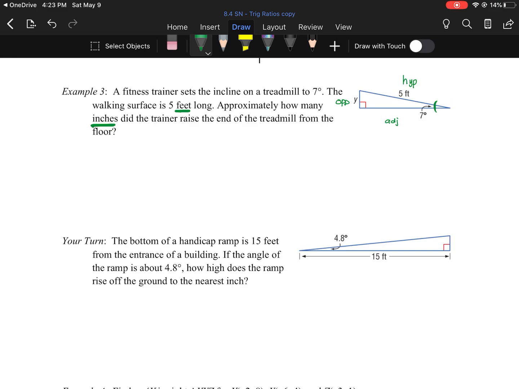So I'm trying to find y, which is the opposite, and I know the hypotenuse. I don't know the adjacent, so it would be silly to use the functions with the adjacent. So I'm going to use the trig function that in this case uses opposite and hypotenuse. If I write SOHCAHTOA up here, opposite and hypotenuse, well, that appears to be sine.